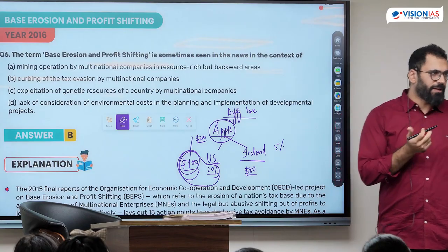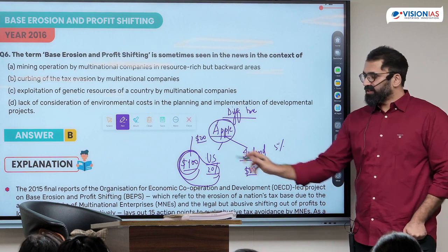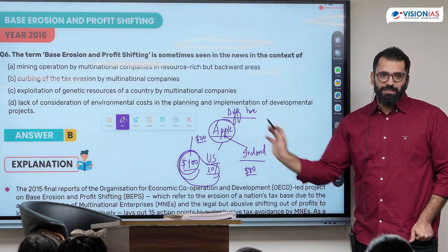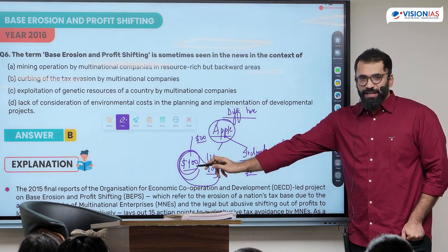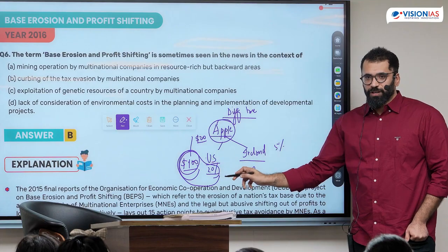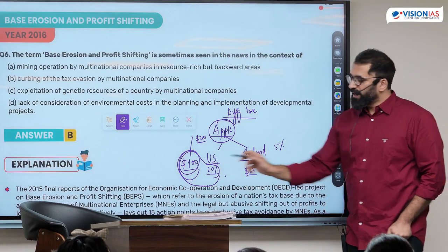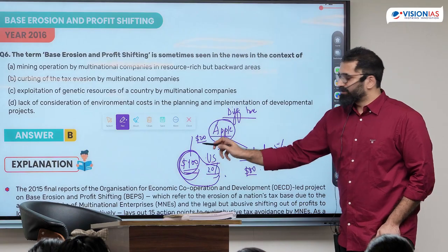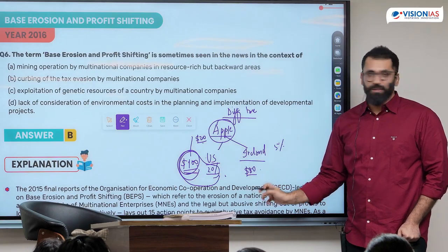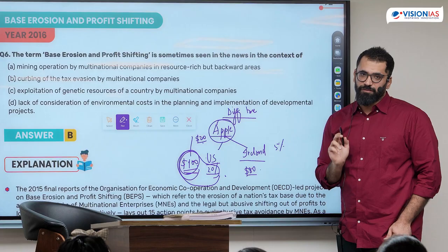A lot of times software companies, number of companies can do this, shift their profit. Accounting practices say this can be done. I reduced my tax in this country to reduce my tax burden and shifted my profit to a country where the burden was low. So what I have done is, I have eroded the base and shifted the profit. This is what is called base erosion and profit shifting.